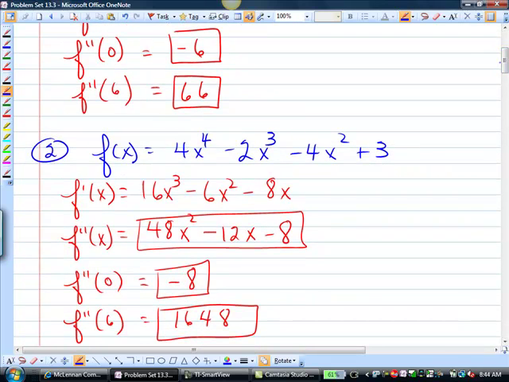Number 2 is the same thing. 4x to the 4th minus 2x cubed minus 4x squared plus 3. You might, instead of just writing down what's up there, try to do those two derivatives without looking up there, and then make sure you're right. Take the first two derivatives, and then find f double prime of 0 and f double prime of 6.